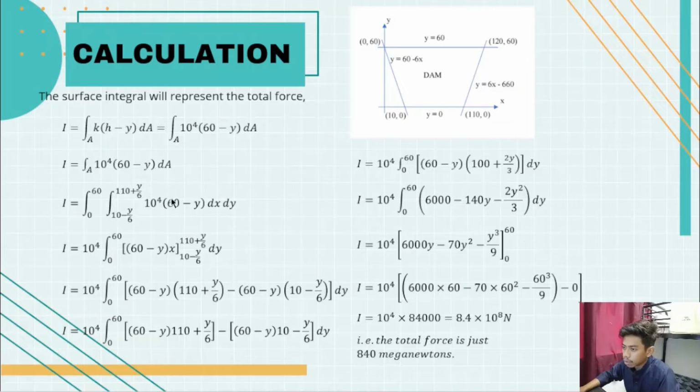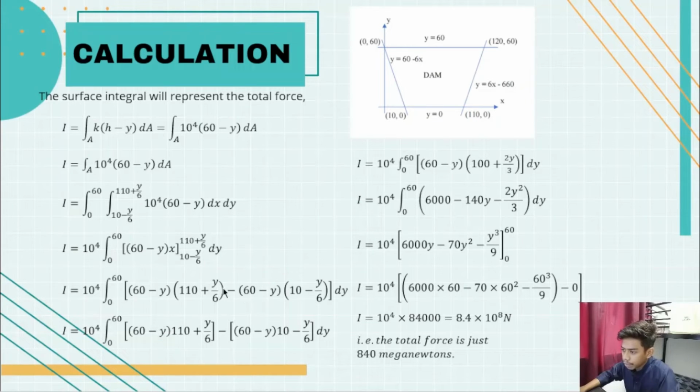10 to the power of 4, 60 minus y, dA. We change it to dx dy. So 10 to the power of 4, we take it out and integrate the equation. We get 60 minus y times x, with the limits 110 plus y over 6 to 10 minus y over 6, dy.